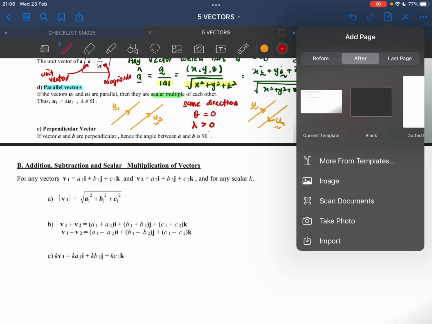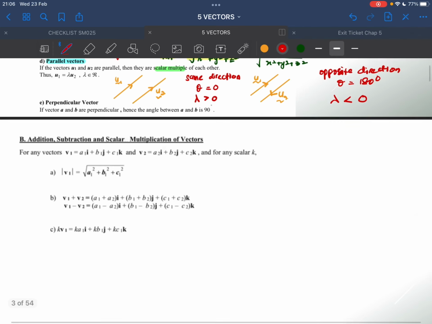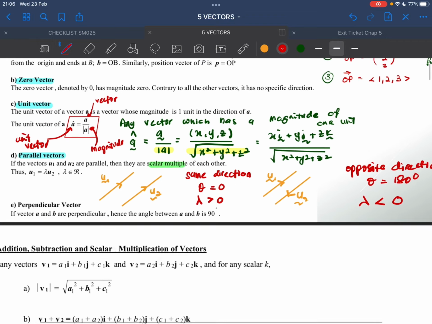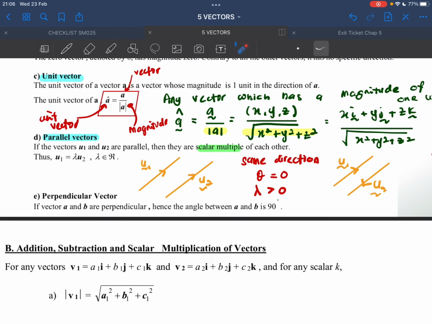Let's see here if you can write that. Here we have a perpendicular vector. If vectors A and B are perpendicular, then the angle between A and B is 90 degrees. That's this, obviously. Let's see one more point, which is a negative vector. So what is a negative vector? A negative vector means same magnitude but opposite direction.